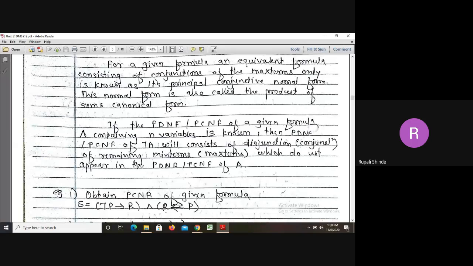What do we have to do? Just look at the given formula, then you will get a hint. That is what we have to do.